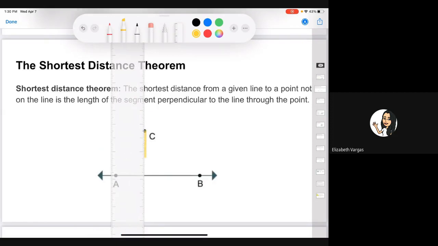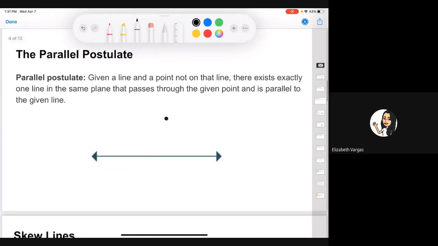So if I created a line right there, and that line was perpendicular to my line AB, then that would be the shortest distance to that other point C. So this line would be the shortest distance to that point C. Okay, so that's the shortest distance theorem.